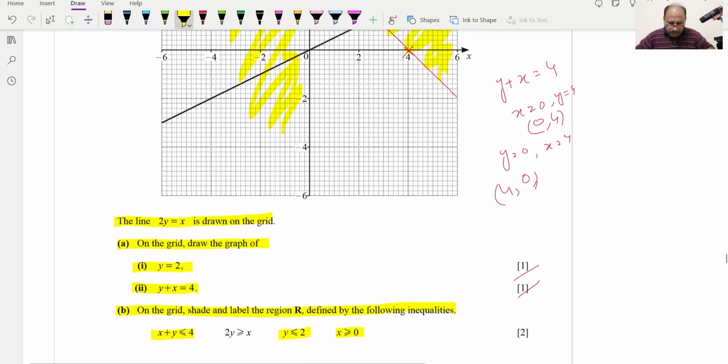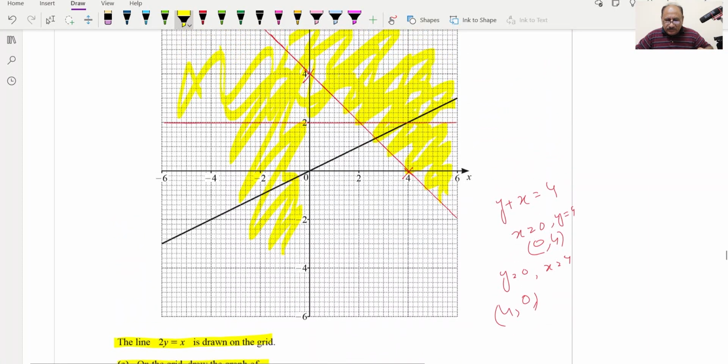Then 2y is greater than or equal to x. So 2y is greater than or equal to x. So it means less than is unwanted, so we can shade this whole area. So what is the unshaded region? If we figure out, the unshaded region is this one, which originally we have to shade this part, which now I'm shading, and I will unshade the other region which was not required.